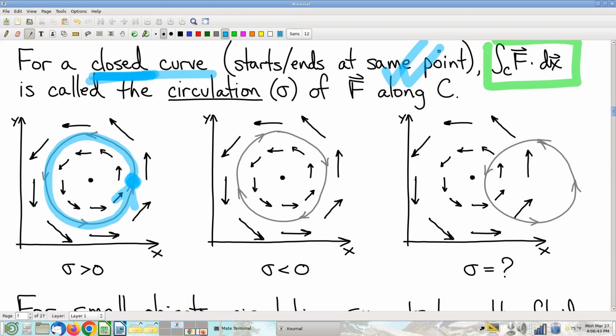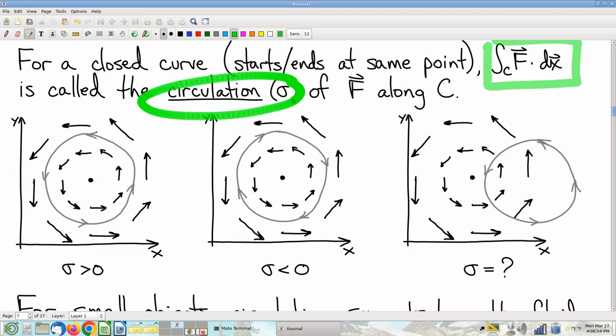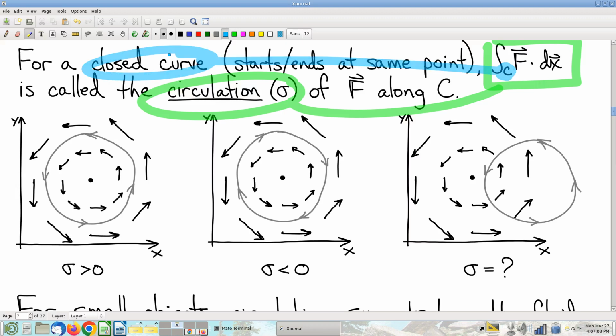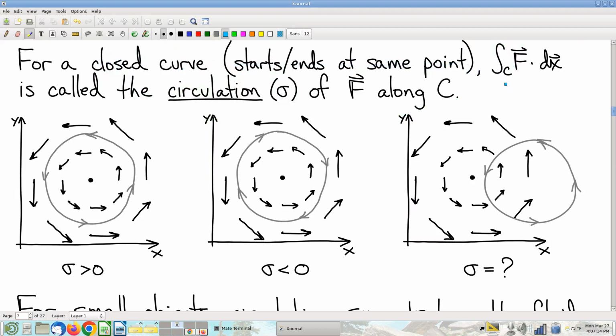Is everybody with me? All right. Okay, so let's finish the definition here. What we mean when we say circulation. Circulation is just the value of that line integral in the special case that the curve is a closed curve. Line integral is circulation. Circulation is line integral for a closed curve. Okay. All right, so let's look at these examples.